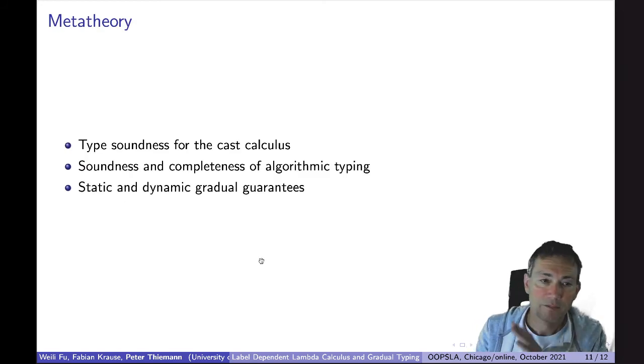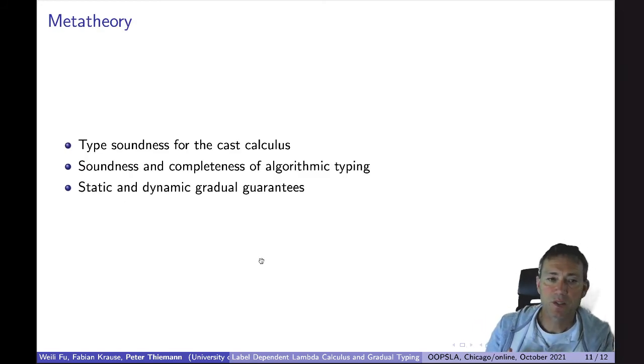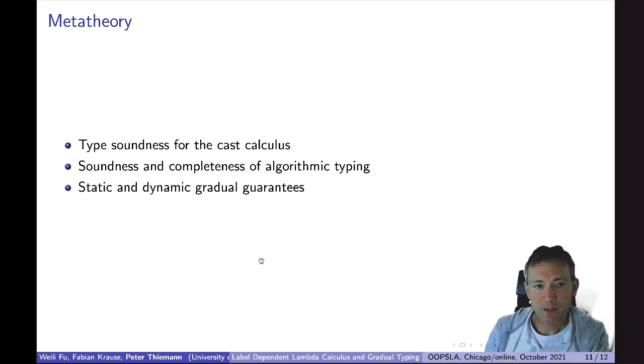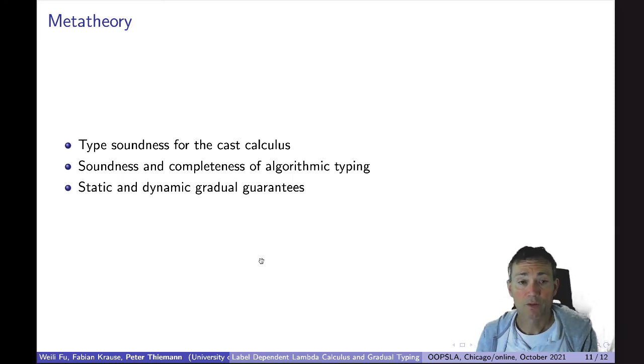Okay, finally, let's get to the meta theory. So we've proved type soundness for the cast calculus, which includes type soundness of the original language LDLC. We have shown soundness and completeness of algorithmic typing for all calculi that are involved. And we've been able to establish the static and dynamic gradual guarantees for the gradual language.